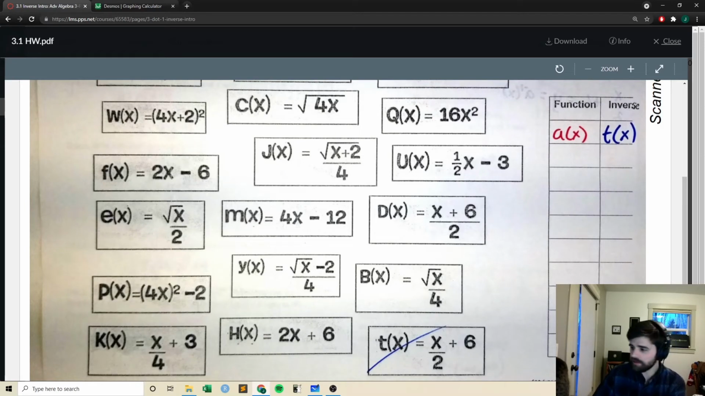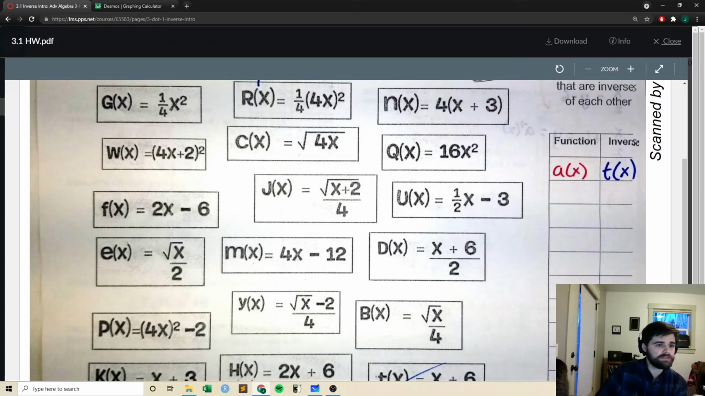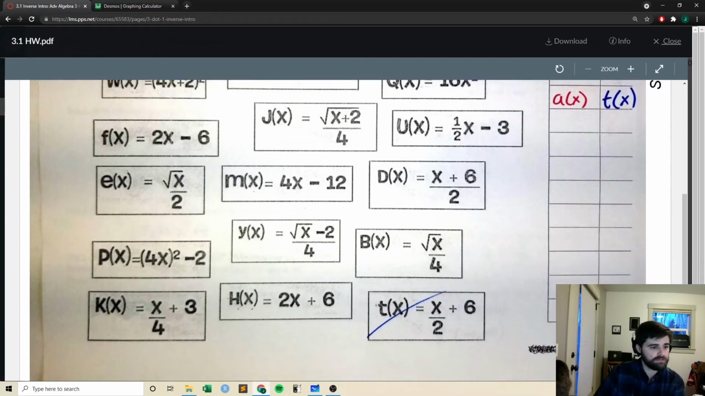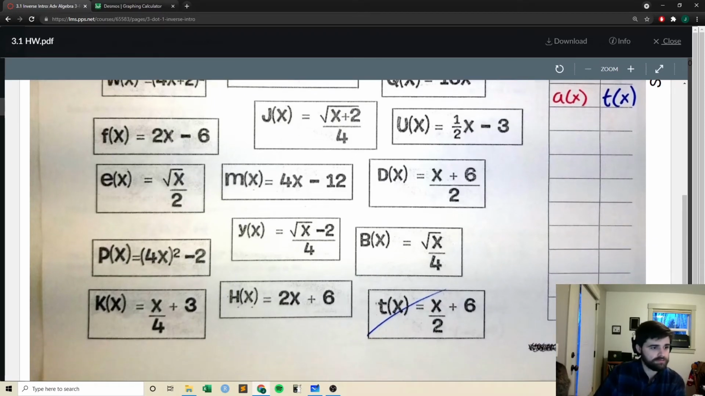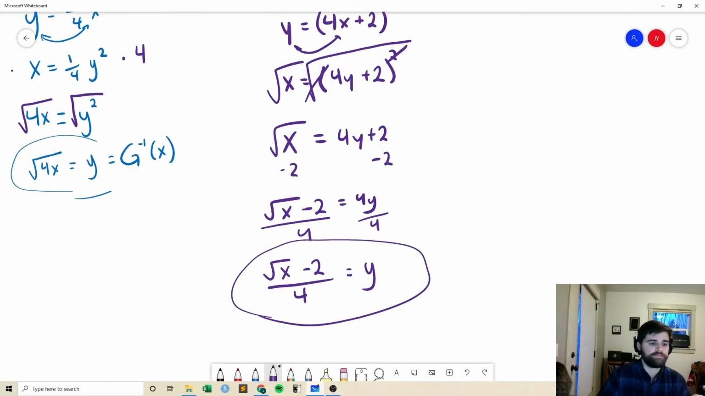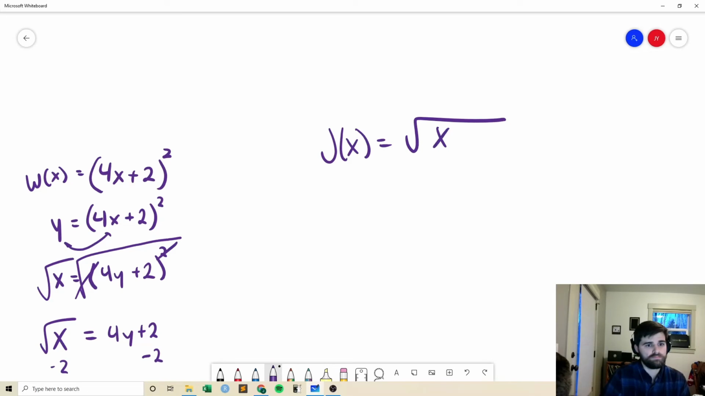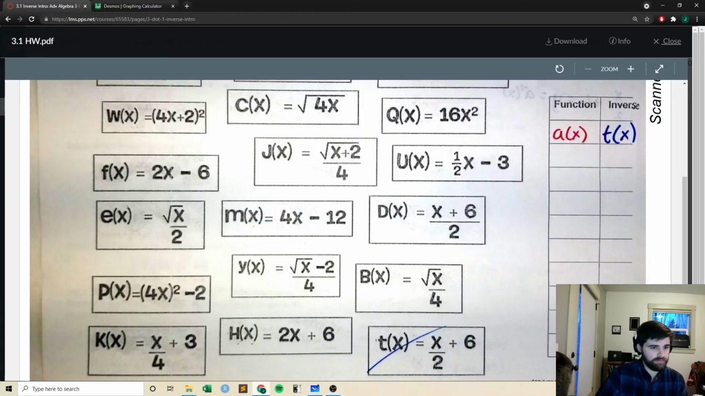Okay, I'm going to do one more here as an example. Let's do one with a square root here. So how about let's do j. All right, so j was the square root of x plus 2 over 4. Let me just double check I got that right.